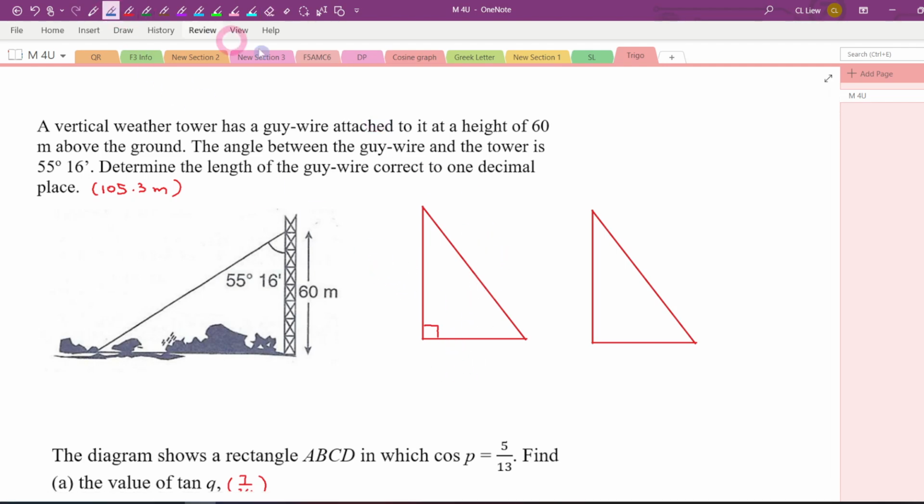You need to remember the three trigonometric ratios. It's up to you how you want to memorize them, but remember, tangent is equal to opposite side divided by adjacent side. Cosine is equal to adjacent side divided by hypotenuse, and sine is equal to opposite side divided by hypotenuse.